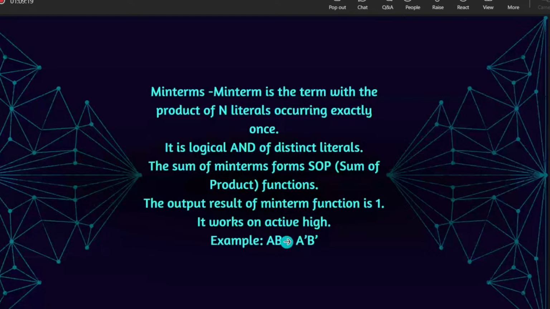Okay, so a bit more on max terms. Max terms is simply the sum of n literals, each occurring exactly once. Exactly once in the sense you cannot write x plus x prime as a max term. That is not allowed. This is some kind of logical OR operation on distinct literals, right? And this is called product of sum type.